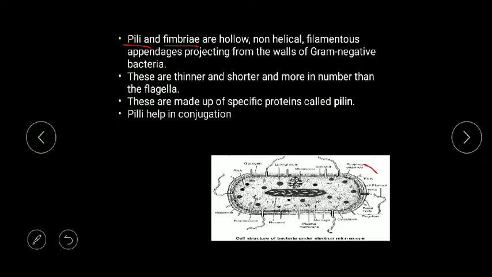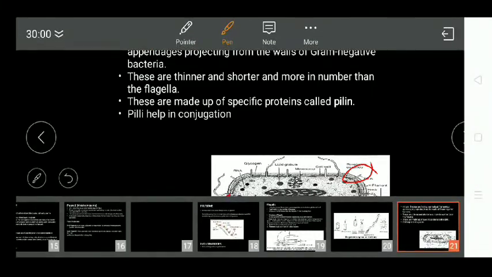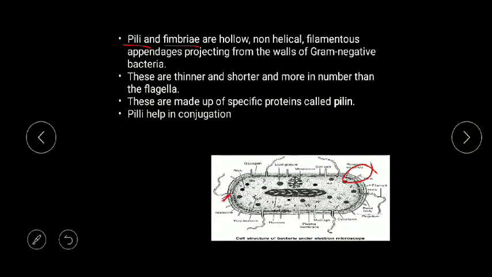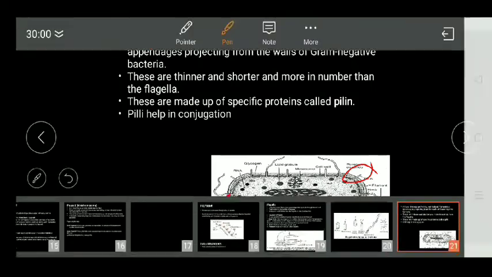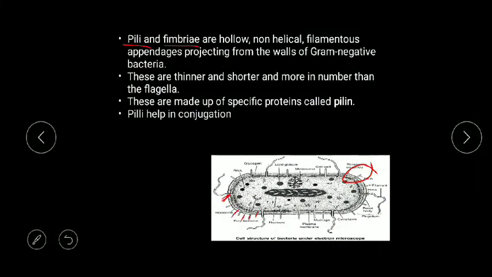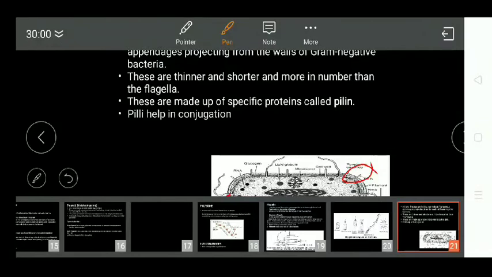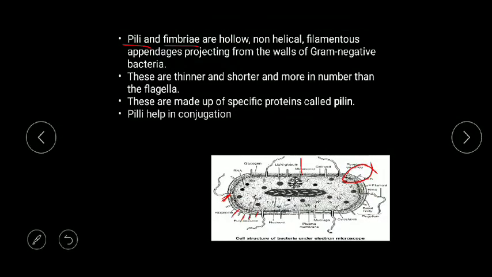Now next, some other protein structures apart from the flagella are pili and fimbriae. First you should focus on the diagram to see what pili are. These are the structures you can see here, that is a pilus, and the plural is pili. They have a bristle-like appearance, and you will see them all over the body.